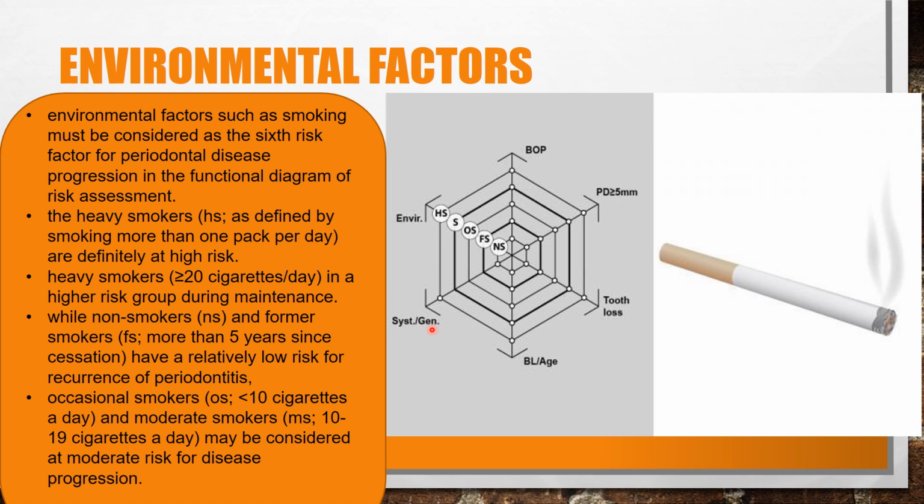Non-smokers and former smokers are the low risk category; the former smoker should have stopped at least more than 5 years since cessation. Occasional smokers smoke less than 10 cigarettes per day, and 10 to 19 is a smoker. Got it? Greater than 20 cigarettes per day is heavy, here it is 10 to 19, and less than that is the occasional smoker. A former smoker means at least 5 years after the cessation, and the non-smoker is considered low risk.